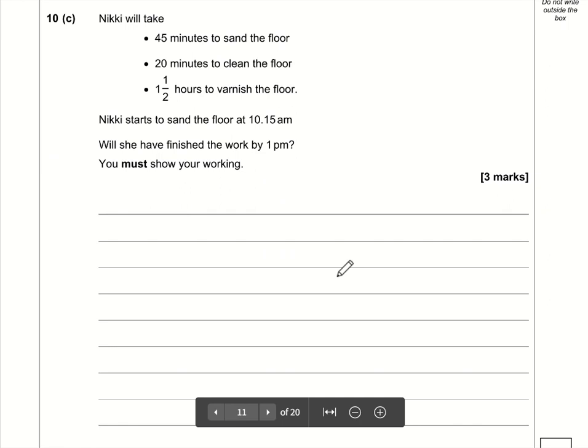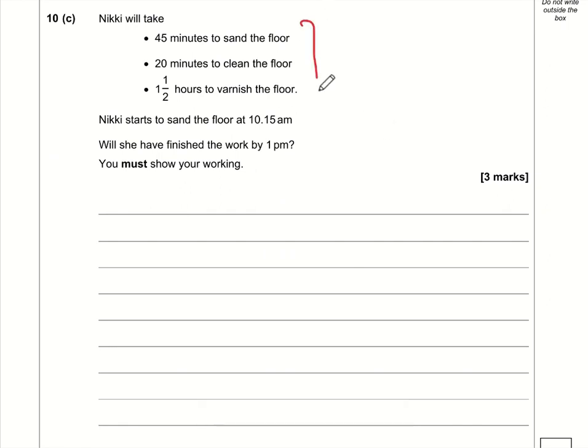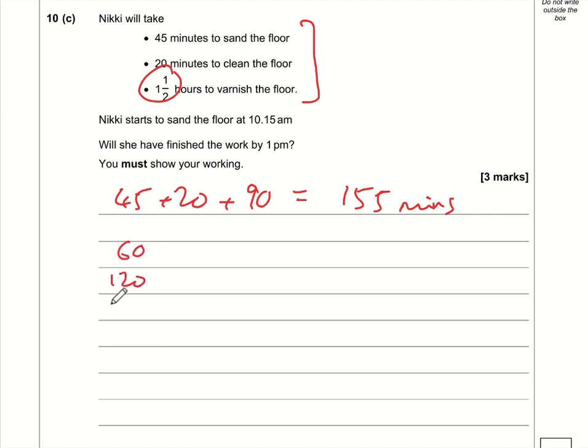Okay, so for this question, what we need to do is just add up the time. So we've got 45 minutes plus 20 minutes, and it's easier if we turn 1.5 hours into 90 minutes. So that comes to a total of 155 minutes. 1 hour is 60, 2 hours is 120, 3 hours is 180. So we can see that that is going to be 2 hours. The difference between 155 and 120 is 35 minutes.